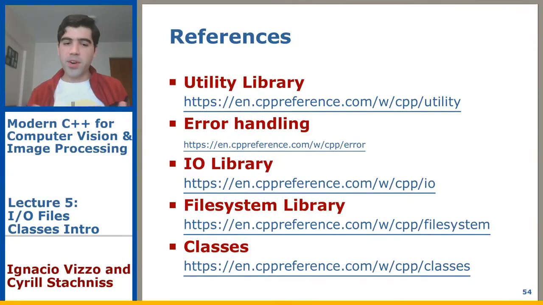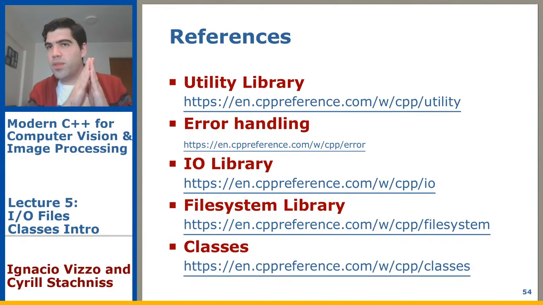The references, and it's also an outline for this lecture, are the utility library, the error handling that we skipped because of time constraints, the input-output library, plus the file system library, and lastly, classes. Classes is going to be the topic that we will discuss through the rest of the 4 lectures we have. It's really important that you get to know how to model all these ideas. That's basically it from my side.